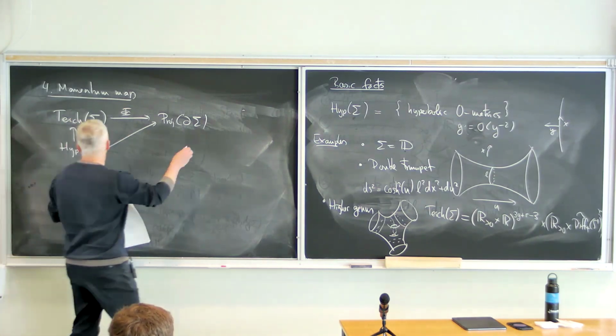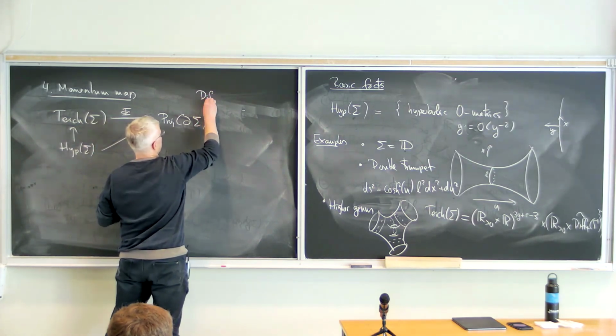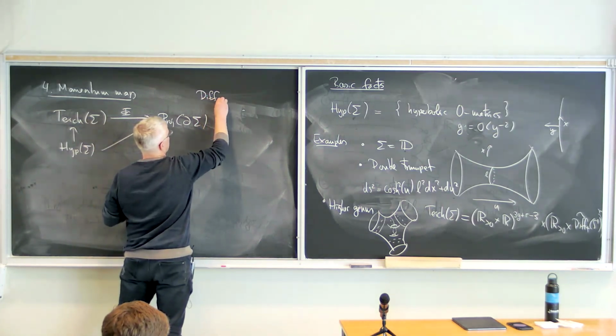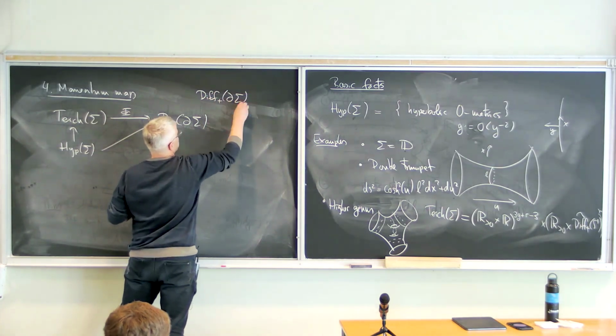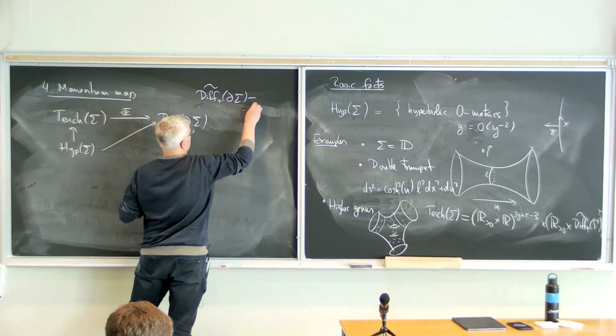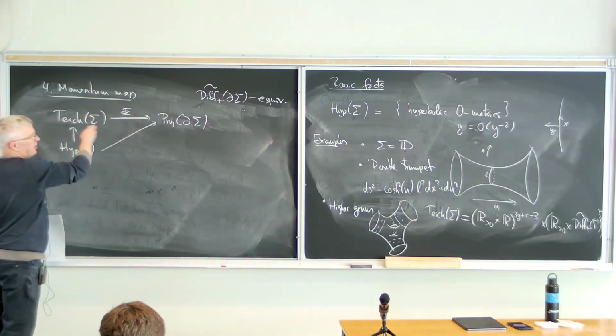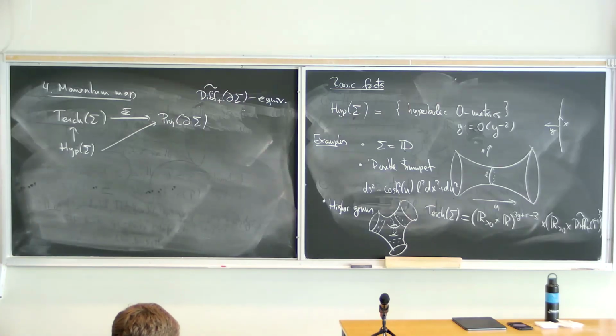Okay, but you can see that on these things, there's an action of diffeomorphisms. There's an equivariant map, and this is going to be our moment map.